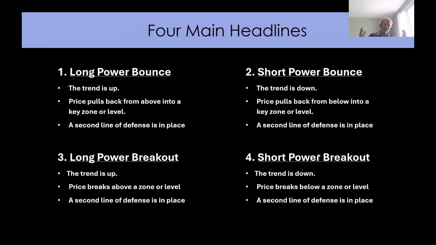And for each of these setups, for example, the long power bounce, multiple things need to come together. We call this confluence. So for example, for the long power bounce, the trend needs to be bullish. The trend is your friend.